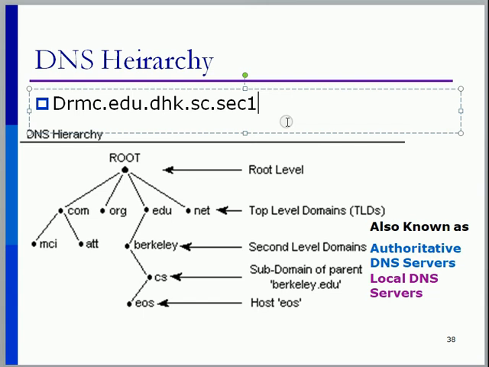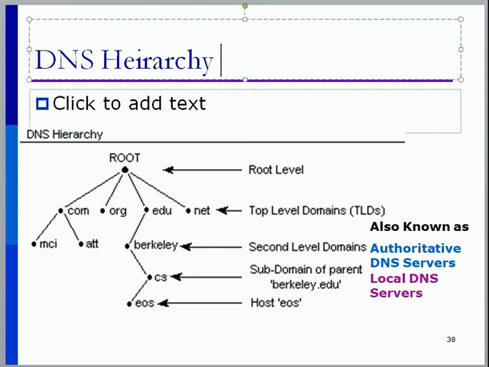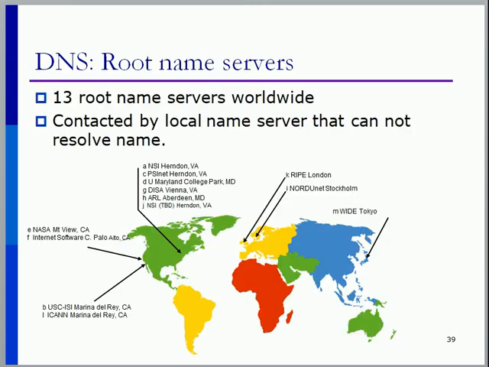Now things will become easier. Organization works will have a different database, education works will have a different database, top level network domains will have their own database, and the .com, which is the rest of the stuff, will have a different database. So this is how you distribute it. I just showed you an example, no need to write it down. Now there are 13 root name servers worldwide, contacted by a local name server that cannot resolve a name. So how many are there? 13. What are those? I don't know either, but just remember there are 13.